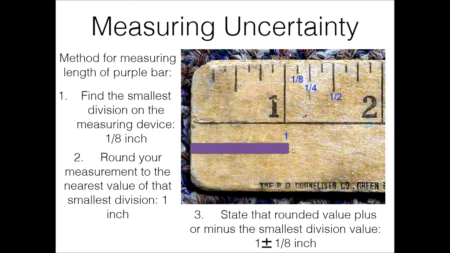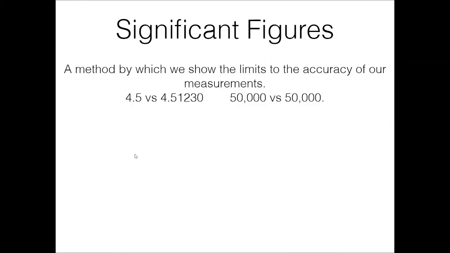This means that it could be 1/8 inch bigger or smaller, but I rounded to the 1 inch specifically. And this is my smallest division of my value, 1 plus or minus 1/8 inch. So it's between 1 1/8 inch and 7/8 of an inch. So that's basically as accurate as I could be, and I'm being more honest about the limitations of my measuring devices. So that's uncertainty in measurements.